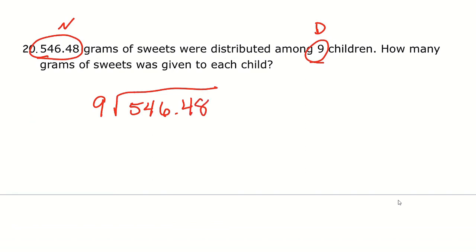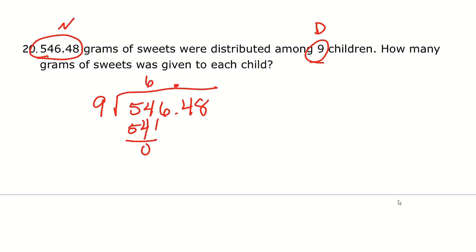So let's start our division problem. Raise the roof, raise the roof. Bring that decimal up. We brought it up. So now, can 9 go into 5? No way. Can 9 go into 54? Yeah, 6 times. 9 times 6 is 54. How pretty. That gives us our 0.